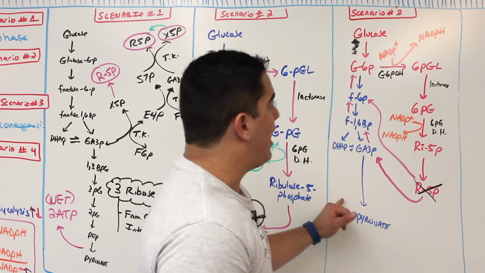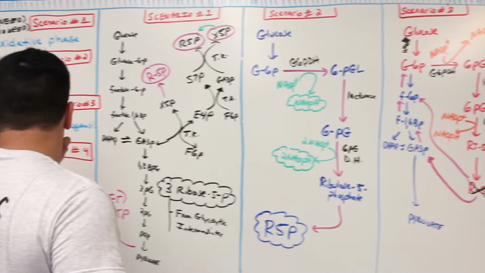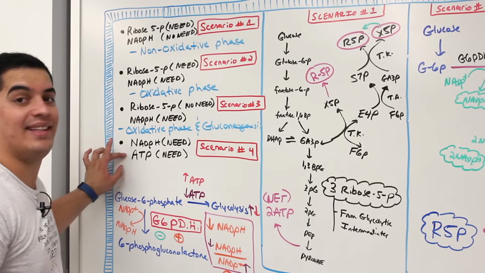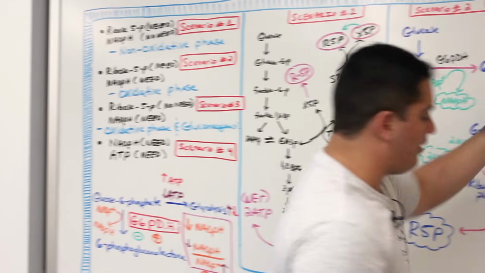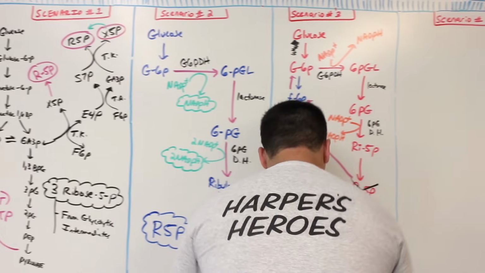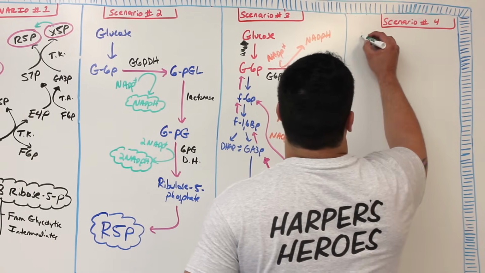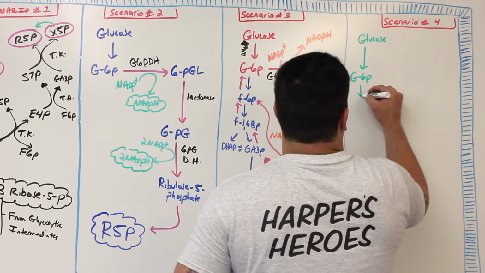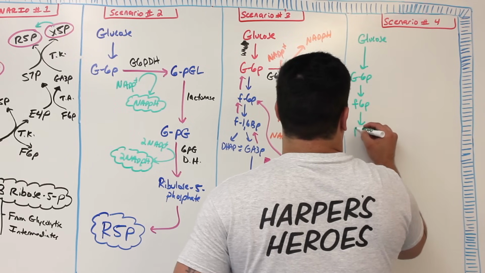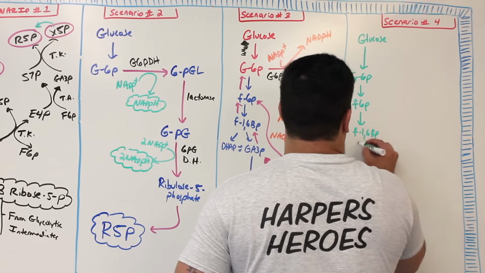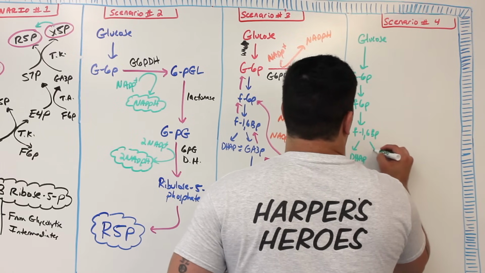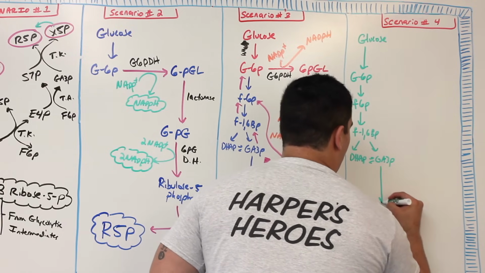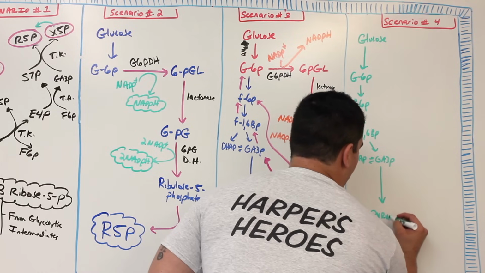Okay, now last scenario, number 4. Let's say that our body needs NADPH and it needs ATP. It's going to be very, very similar to this one. Let's do this one in green. So now, same thing: glucose to glucose 6-phosphate to fructose 6-phosphate to fructose 1,6-bisphosphate to DHAP, glyceraldehyde 3-phosphate, and again, these are isomerized. And then eventually you realize that this can go to pyruvate.